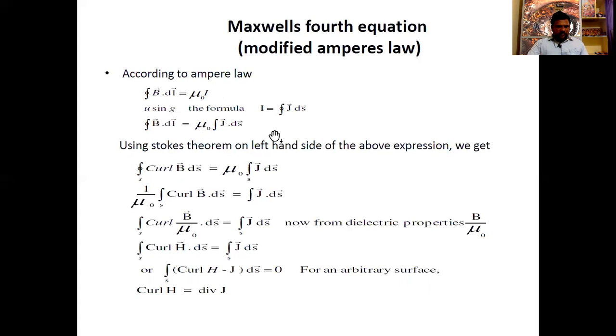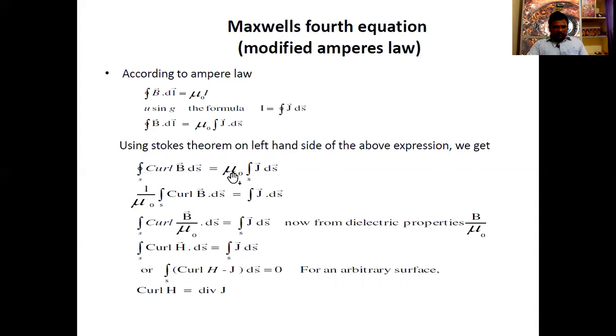So now again we are using Stokes theorem to replace this portion. Here I'm applying the Stokes theorem, that is, this can be written as this one. The line integral of B bar dot dl bar over a closed path should be equal to the surface integral of curl of B bar dot dS bar. This is according to Stokes theorem. Now this is coming as it is.